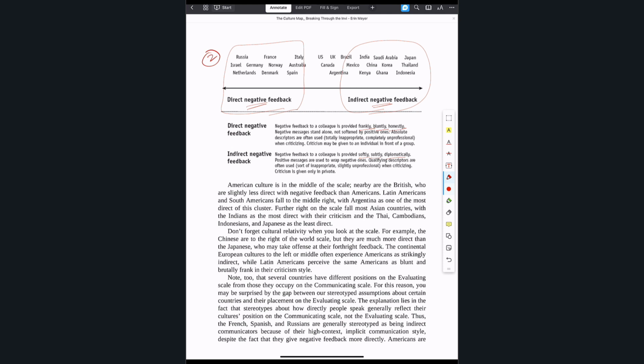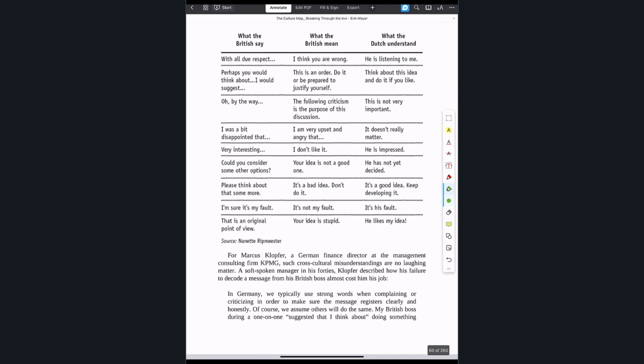Now in here you see UK and US, they are pretty close to each other, but they are in the middle range. They are not either strong indirect negative feedback or strong direct negative feedback. But in comparison to Netherlands, for instance, UK is more indirect negative feedback, and this is illustrated really well in some of these examples that are shared here.